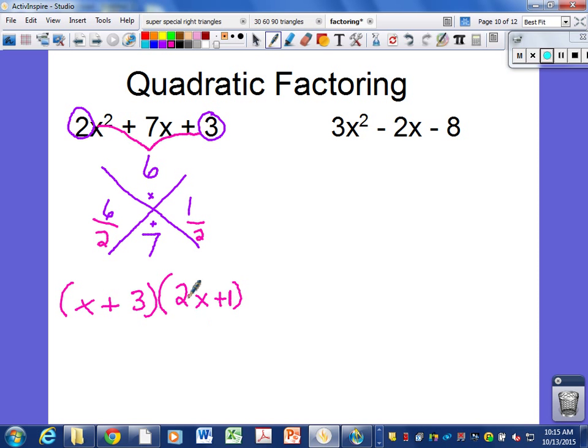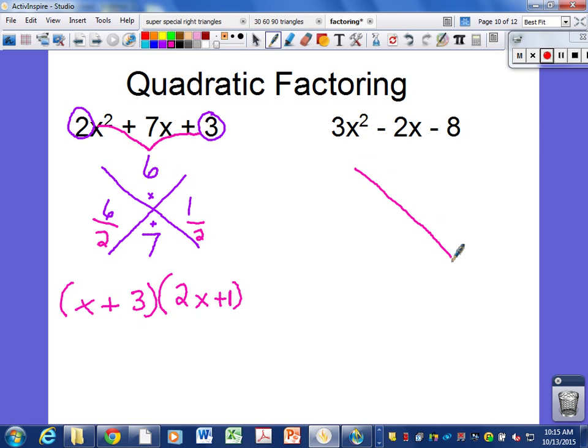Okay, so we can always double check. x times 2x, sure, 2x squared. 6x plus 1x is 7, and there's your 3. So you can always double check to make sure you got your factors right by multiplying it back out. So you wouldn't put a 0.5? No 0.5s, only whole numbers when it comes to factoring.